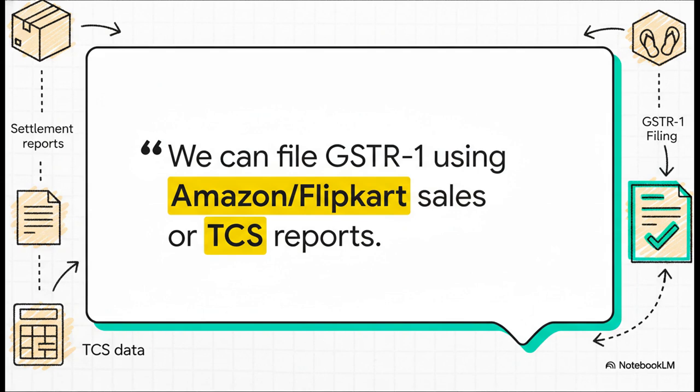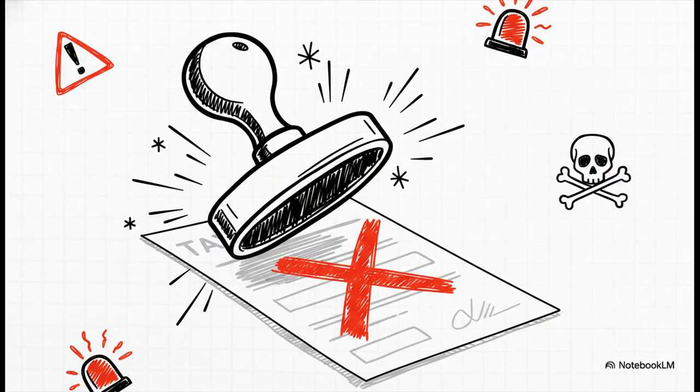So I hear this constantly. It's a super common assumption for sellers. You get your settlement report from Amazon or Flipkart, you see the TCS numbers, and you think, perfect, I'll just use this for my GSTR-1. It seems like the easy way to do it, right? Well, let me just stop you right there. That is absolutely 100% incorrect.